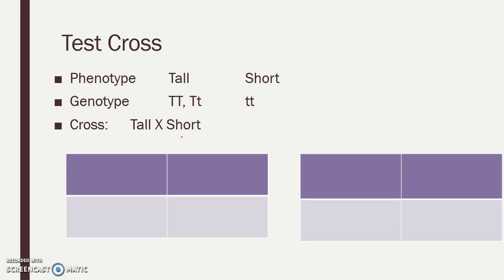And a test cross takes the unknown genotype and crosses it with the recessive. So I'm going to take both of my Punnett squares and I'm going to cross it with the recessive, which is short. And then I'm going to put my 2 options that it could be. Tall can be capital T, excuse me, and it also can be, I'm sorry, this should be capital T first, and lowercase t.